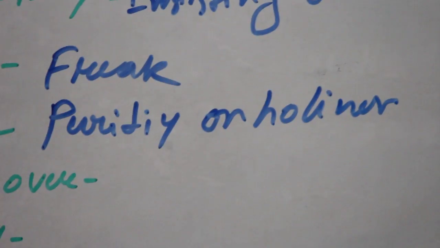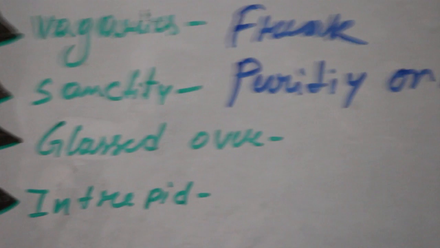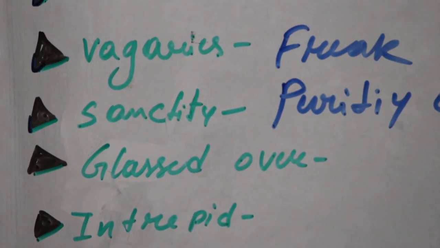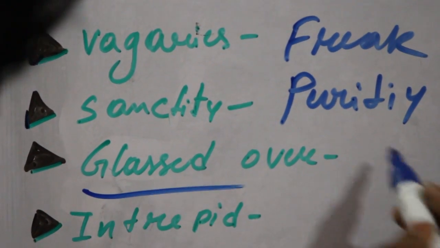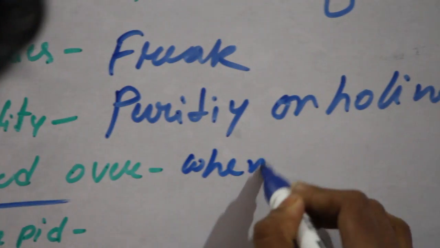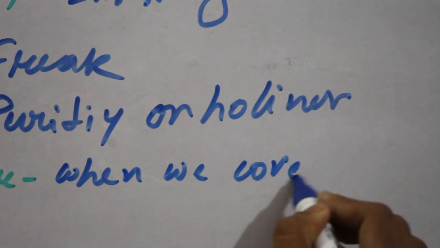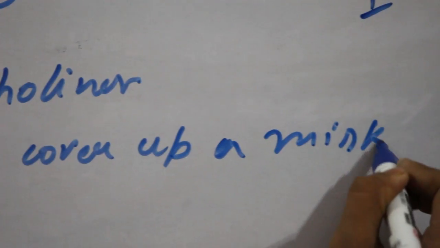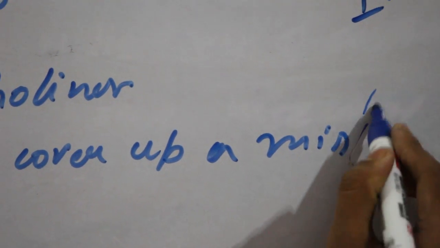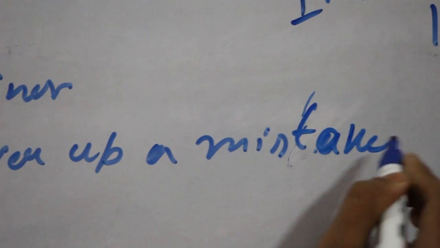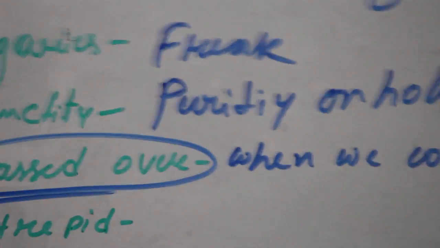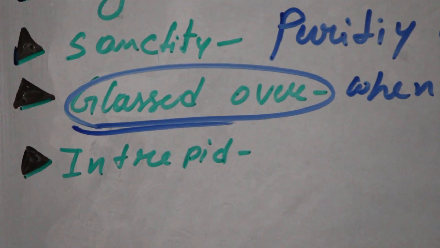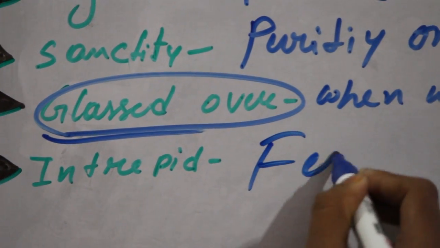Next one is glossed over. Glossed over is an idiom. It means to cover up a mistake or crime. Then we use glossed over when we cover up a mistake, then we can use this word glossed over. Next one is intrepid. Intrepid means fearless.